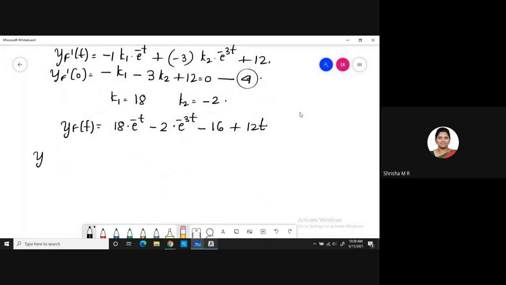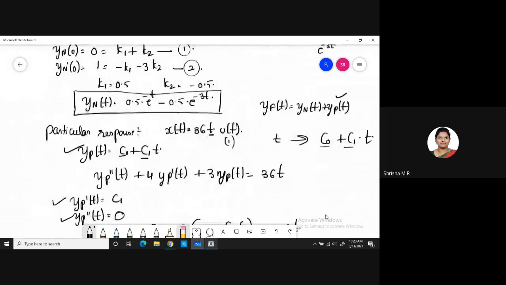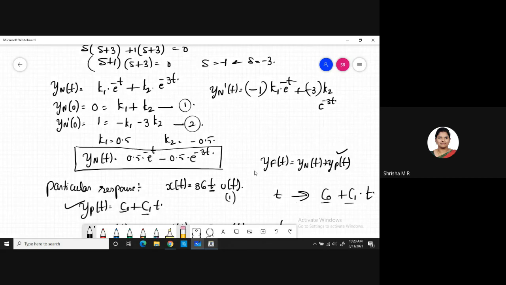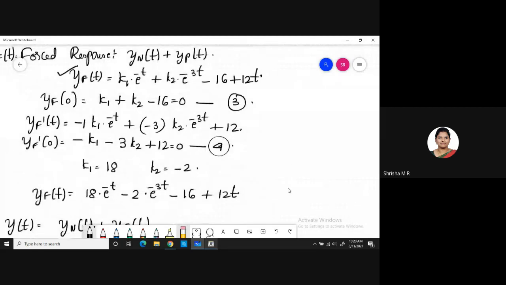So now you can find the total response y of t, which is equal to natural response plus forced response. What is natural response? I had put a bracket box right for that. What is natural response? Previously, which you had found, right? k1, k2. That is your natural response. That is 0.5 into e power minus t minus 0.5 into e power minus 3t. That is natural response. And forced response, which you have found now.